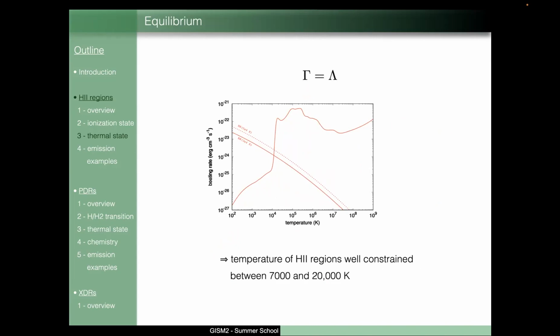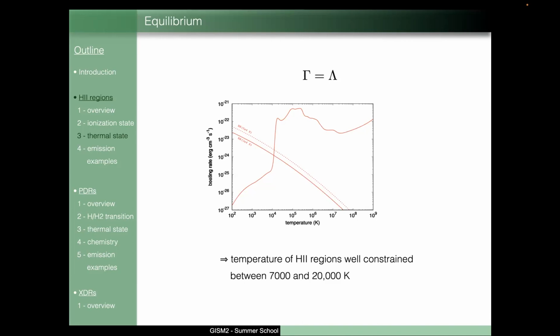There are two reasons for that. The first reason is that there is a sharp increase of the cooling rate at 10^4 K due to the excitation of metastable levels. You see that when you increase the temperature by a factor of 2 in this range, you increase the cooling rate by a factor of 10^3, okay?